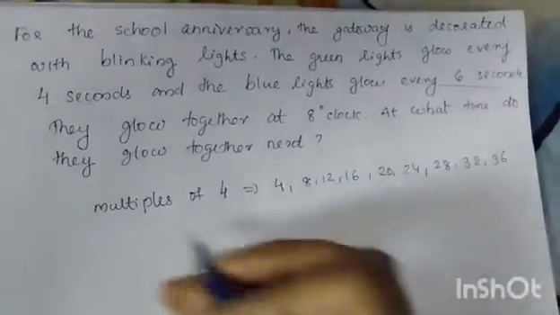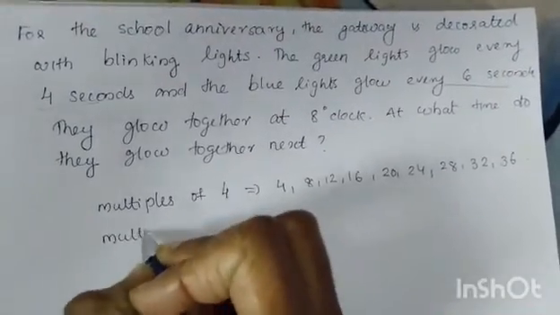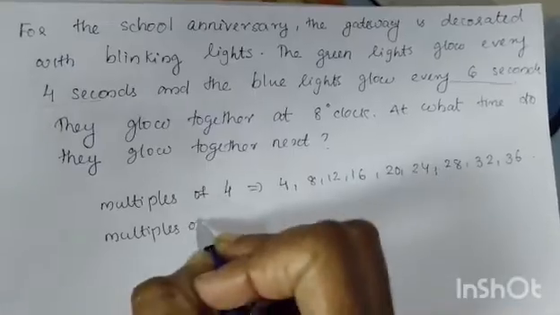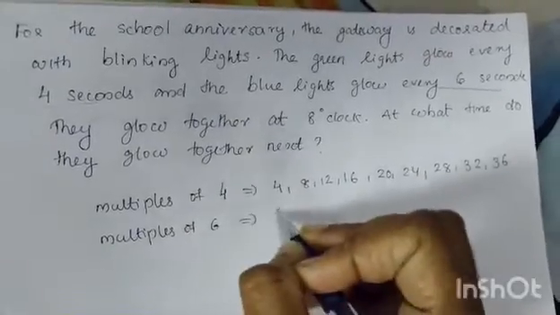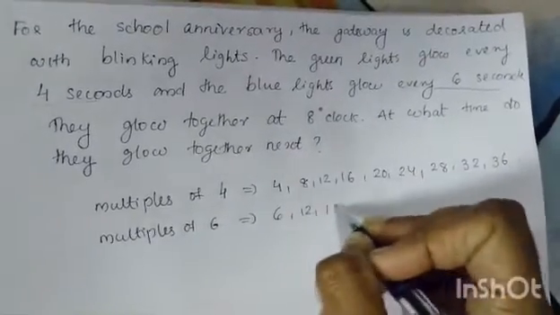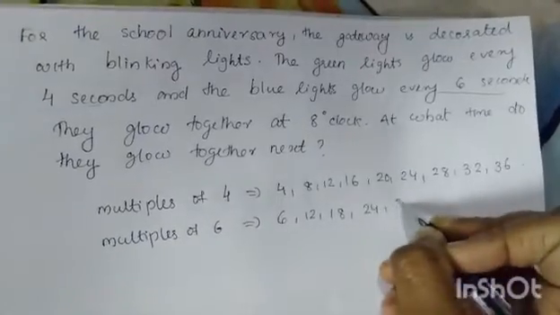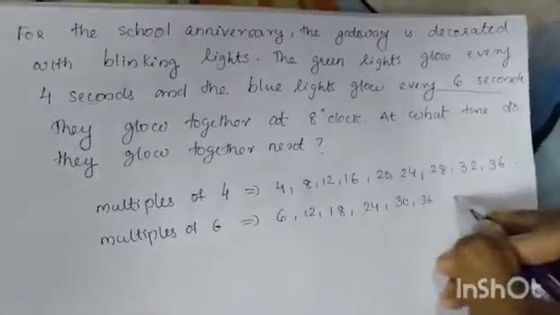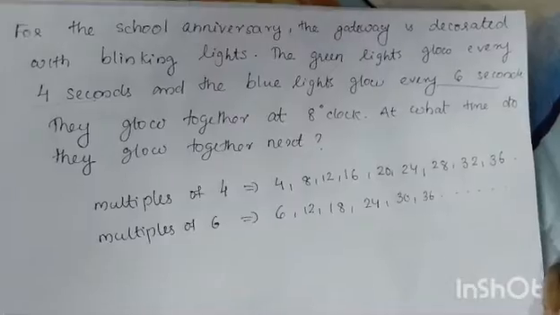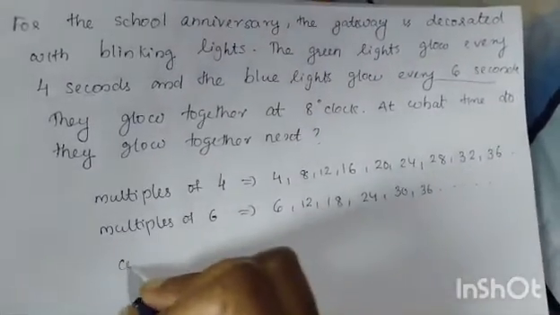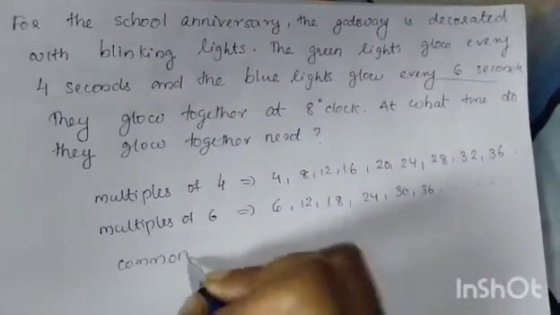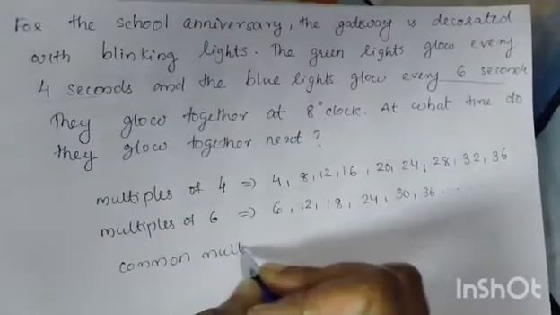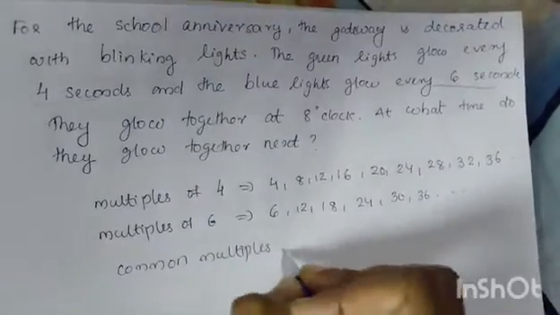Continuing like this. Next we want to find multiples of 6. Multiples of 6 are 6, 12, 18, 24, 30, 36. It is also continuing. Next we want to find the common multiples here. Which are the common multiples of these two numbers?